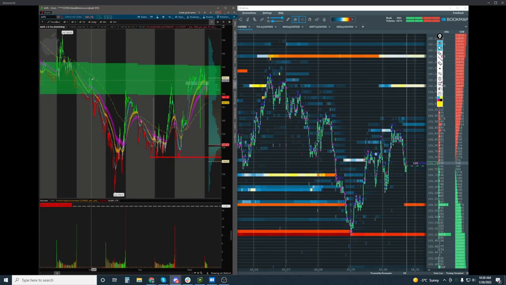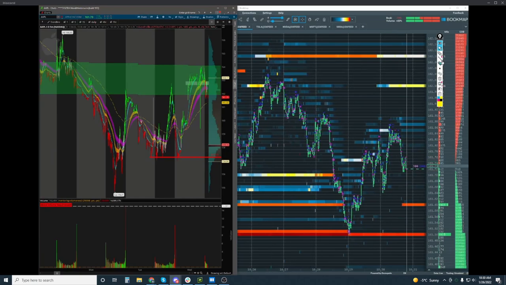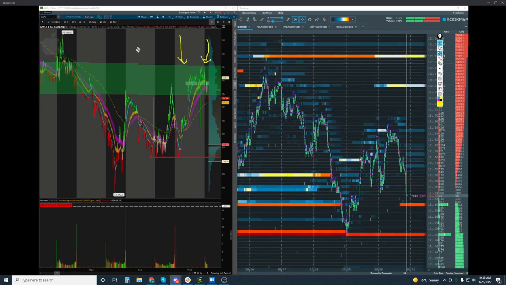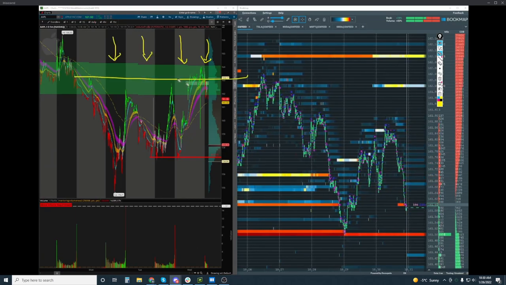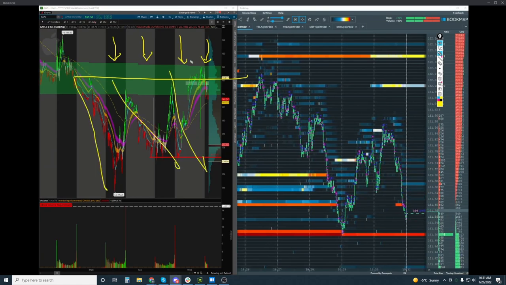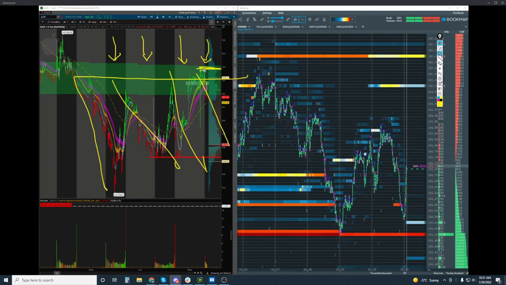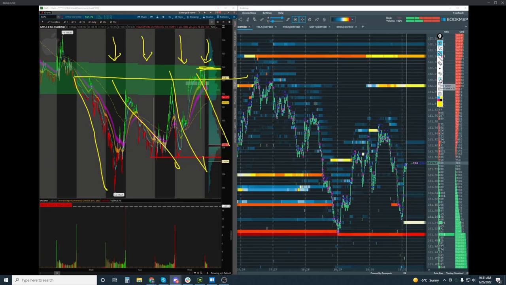You can see each time we got this 163, we basically rejected. So this zone over here is acting as a high volume supply zone. All right, each time over here, we had this level and then basically rejected, came down, came down, came down. So again, today we touched that 63, 64 level and then started to unwind.